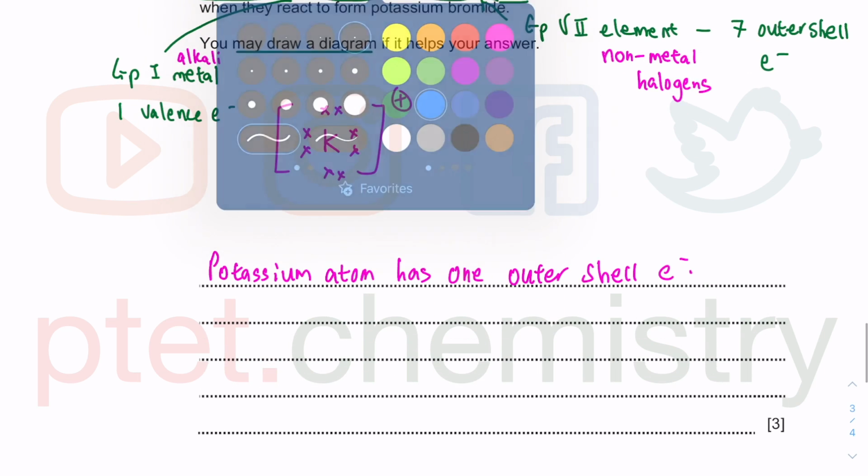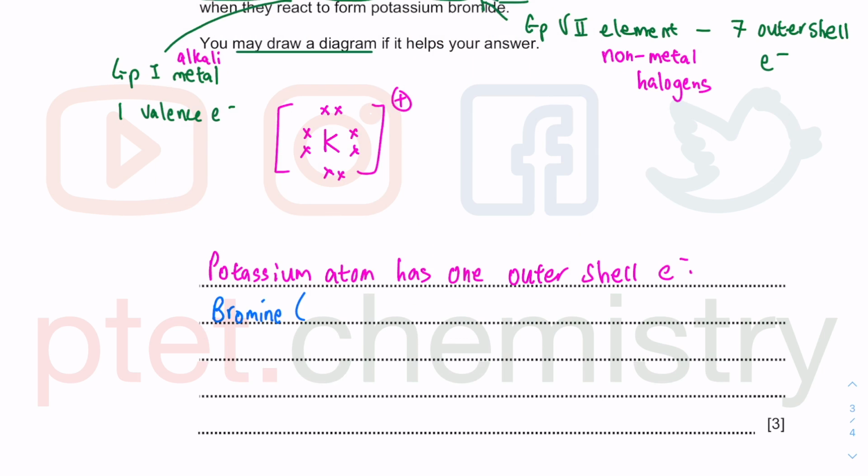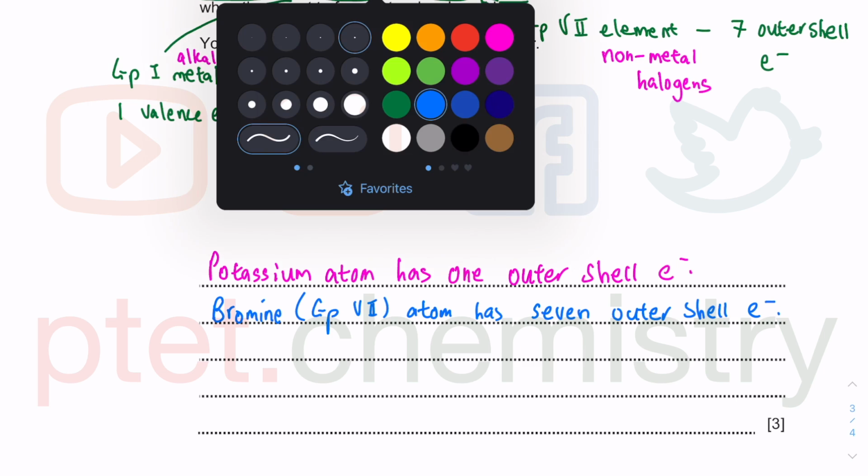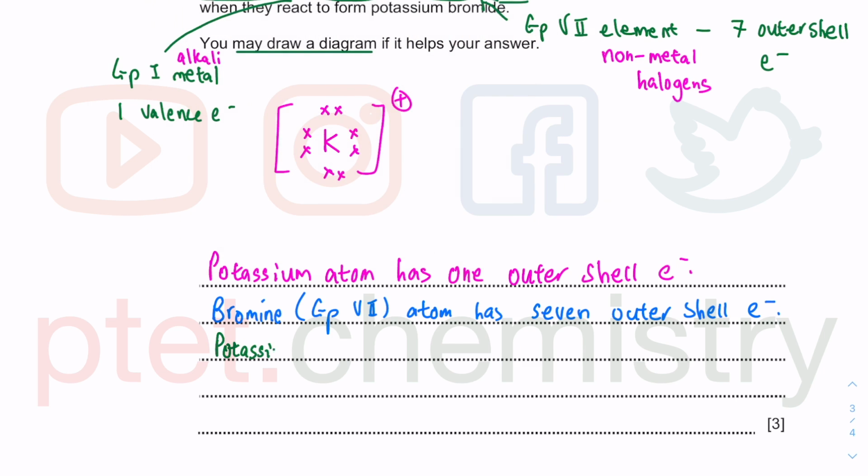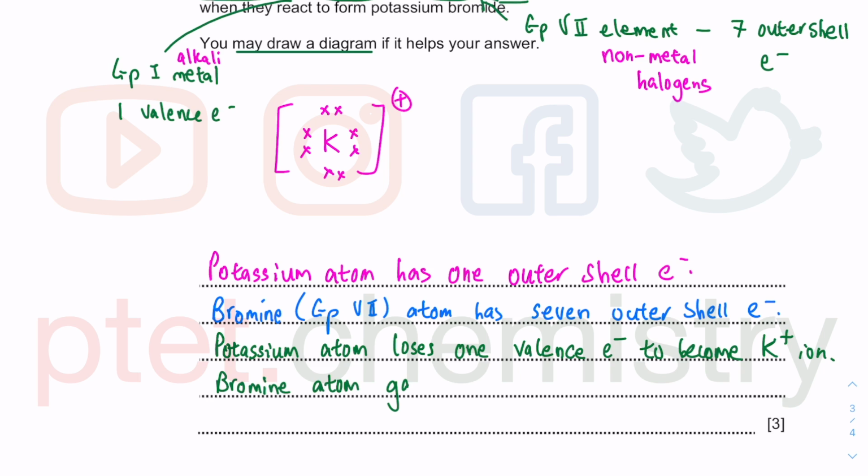And then what can I say about bromine? Bromine is a group 7 element, group VII. The atom has 7 valence electrons or 7 outer shell electrons. Then between a metal and a non-metal, you're going to get a transfer of electrons. So the potassium atom, with 1 outer shell electron, loses 1 valence electron to become potassium ions, which is K plus ions. On the other hand, the bromine atom with 7 outer shell electrons just gains 1 valence electron to become Br minus ions.